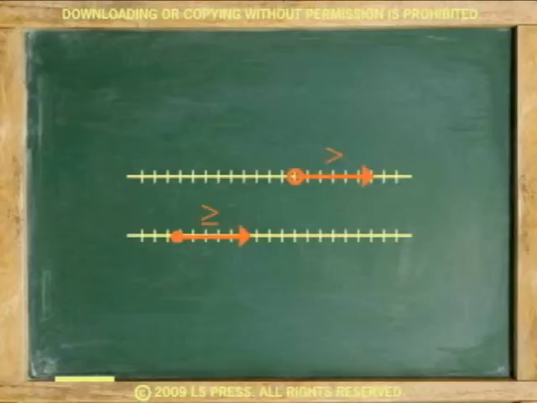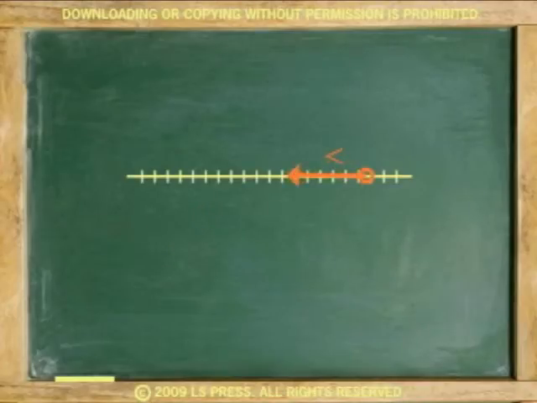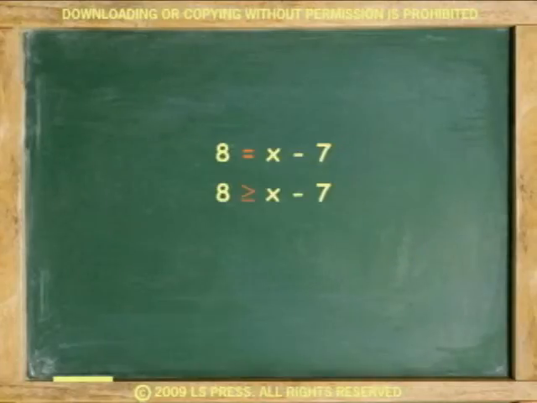Notice the difference in plotting greater than and greater than or equal to. When greater than or less than are plotted, the circle marking the limit of the answer is open. When the equal is added, the circle is filled.